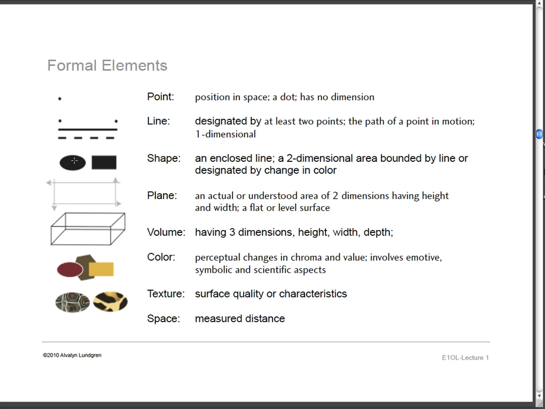Volume in two-dimensional design is an illusion. It is because we don't have volume two-dimensionally. We need the third dimension in order to have true volume. So volume is an idea that we represent two-dimensionally by how we use point, line, shape, and plane. But volume is the idea of something having 3 dimensions, height, width, and depth.